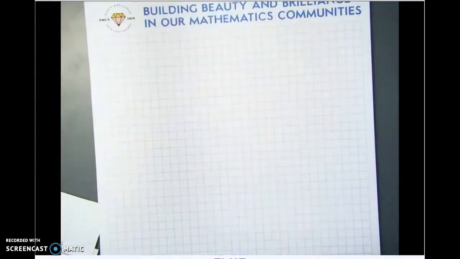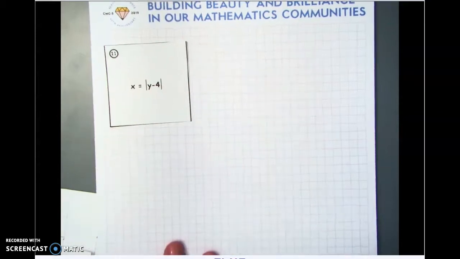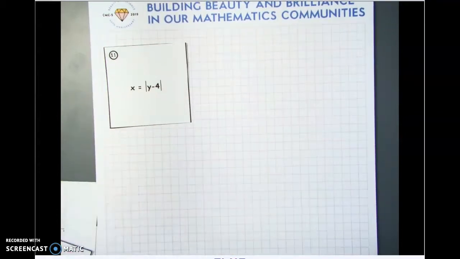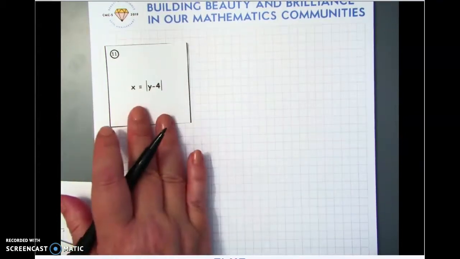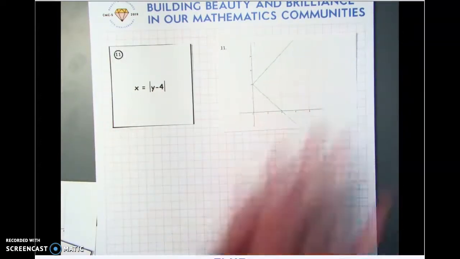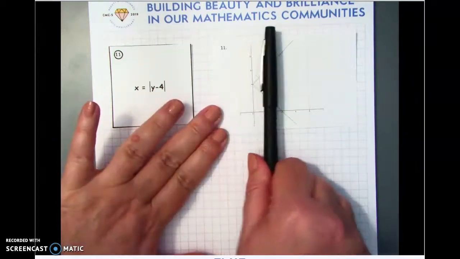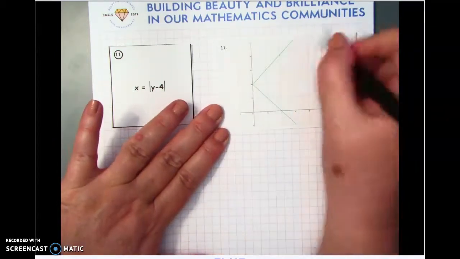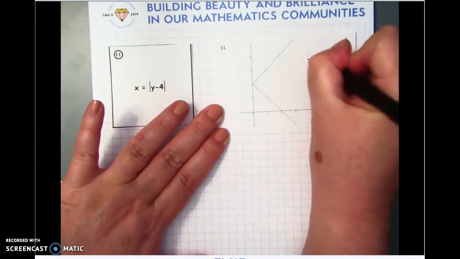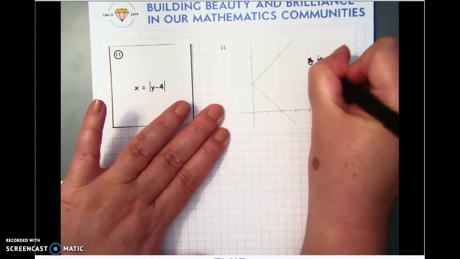All right, so then if we take a look at 11, we're used to graphing absolute value that says y equals, but we're not as used to graphing it when it says x equals. So using Desmos, this is the graph that I got. So if we notice, this does not pass the vertical line test. So y is not a function of x.